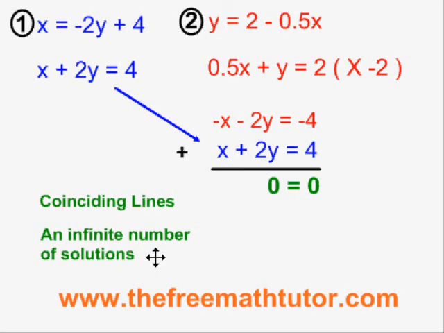This is how we deal with coinciding lines when we are using the elimination through addition method to find the solution set of a system of two equations in two variables.